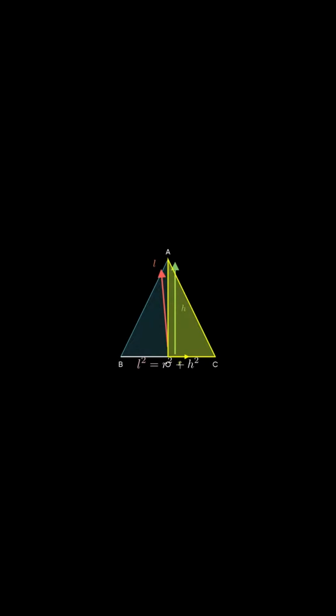Let's see how each part of this equation corresponds to our cone's dimensions. The slant height squared, L squared, appears on the left side of our equation, while on the right side we have the radius squared, r squared, plus the height squared, h squared. This relationship gives us a powerful tool. If we know any two of these values, we can calculate the third.